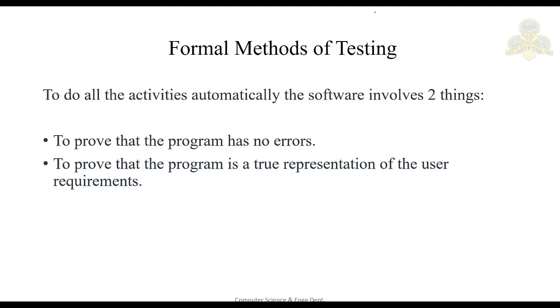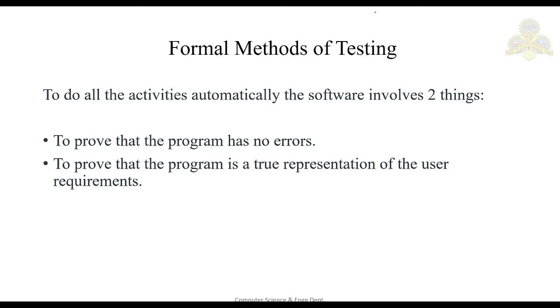For all these years, researchers have been trying to find out whether the testing process can be automated. Proving that the software works correctly involves two things. The first is to prove that the program has no errors, and the second is to prove that the program is a true representation of the user requirement.